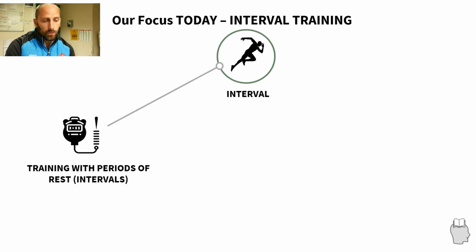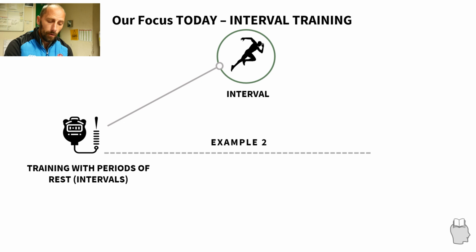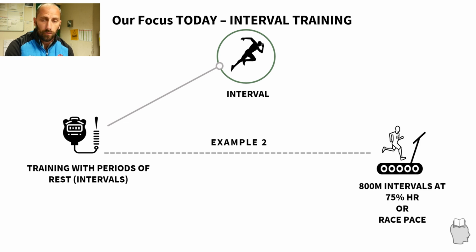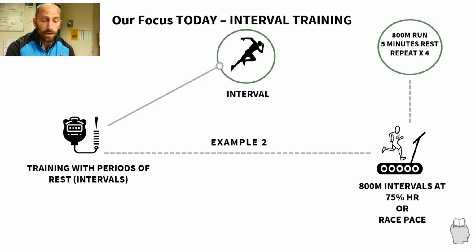So when we look at interval training, we're saying it's intervals with these periods of rest, and our second example is that we could do it a little bit further. So we could look at doing it over 800 meters in intervals, and then you could look at the intensity of the workout. So for instance, 75% of your heart rate, or you could try and do it at race pace. So therefore that would be something like 800 meter runs with 5 minutes rest in between, and you repeat this 4 times. So you do that in 4 different sets.